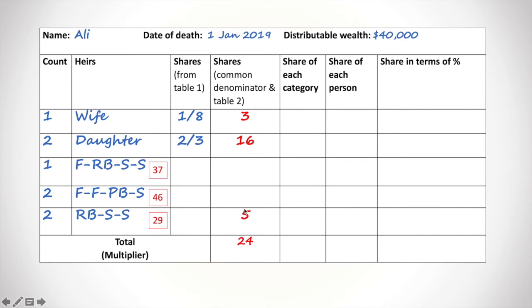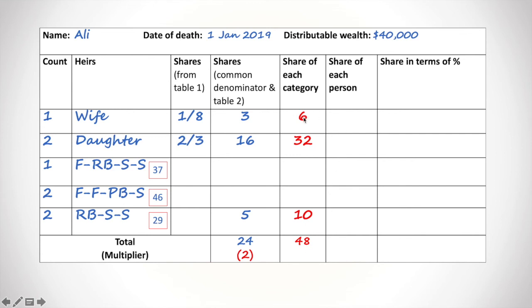Next, we need to see in how many parts we are going to be dividing these numbers. There's one wife. The 16 for daughters can easily be divided into 2 parts for the 2 daughters. This 5 needs to be divided into 2 parts. So instead of dividing it and making it a decimal, we can just multiply the whole column by 2 and use 2 as a multiplier. By doing so, we get 6, 32, and 10 out of total 48 parts.